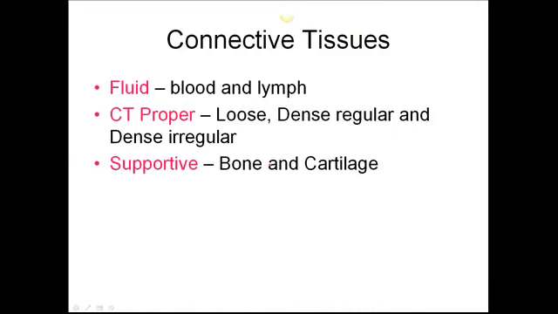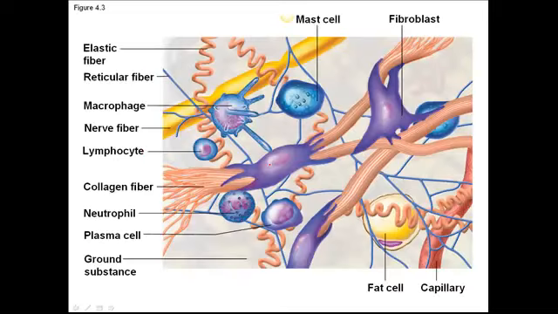So connective tissues. There are three categories: fluid, which are blood and lymph; connective tissue proper, which is loose, dense regular, and dense irregular; and supportive tissues, which are bone and cartilage. So the functions of connective tissue are for binding and support, protection, insulation, and transportation. That would be in the case of the blood and the lymph.